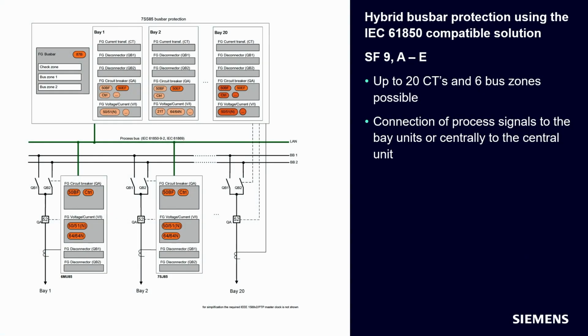The configuration in DIGSI is mainly the same as for the fully distributed IEC 61850 compliance solution. The only difference here is for the bay that is directly connected, you must put all the functionality of the bay in the 7SS85, just like in the centralized approach. The relevant significant features are the same as for the centralized approach and for the fully distributed IEC 61850 compliance solution.